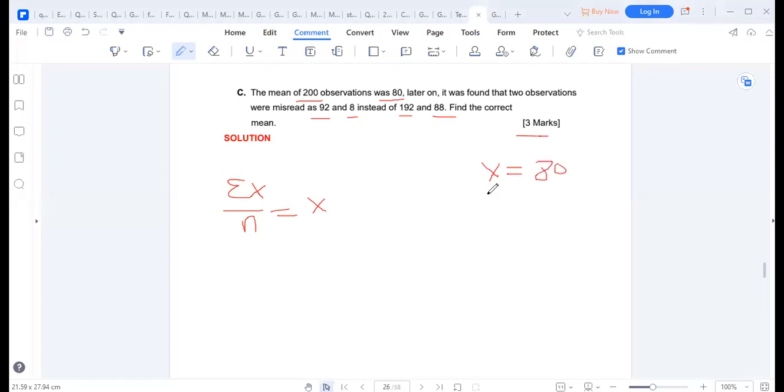Then the number of observations n was what? 200. Then it was found that there were 2 observations. All right, we had 92, which was written as what? 192. So it was more by what? 100. We had overstated our figure by 100. And the other one, which was what? 88, it was written as what?